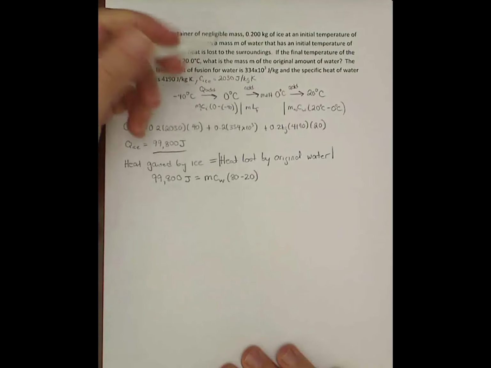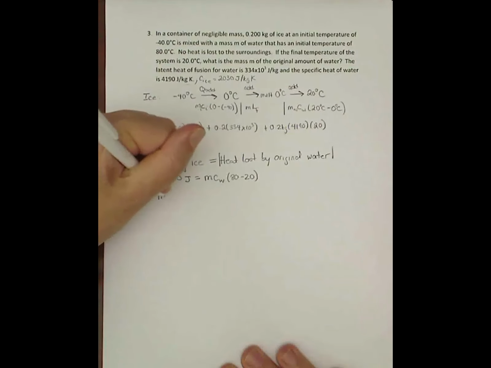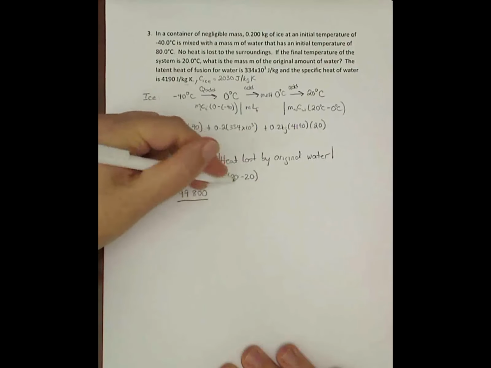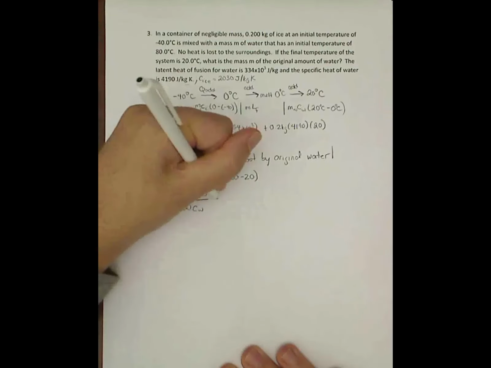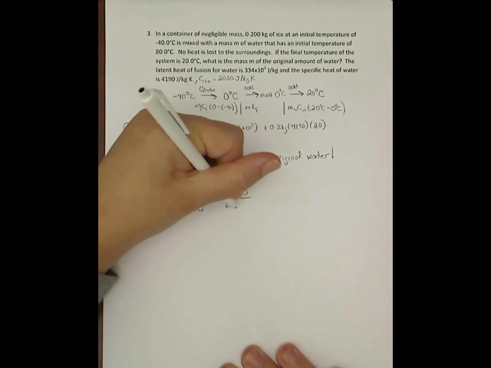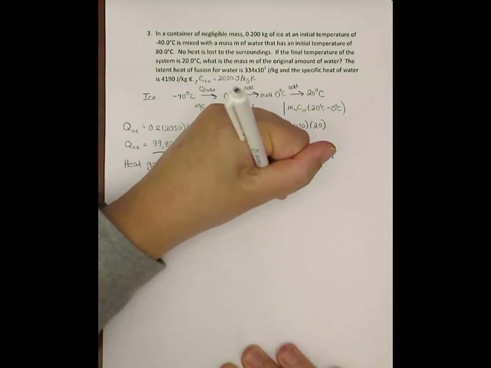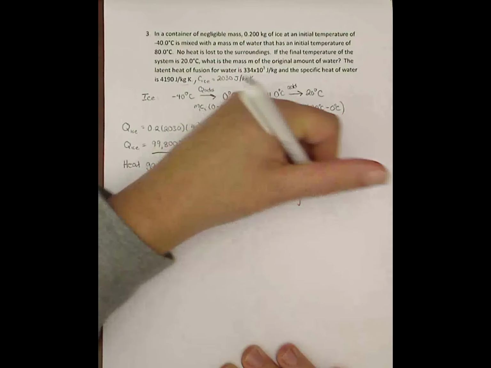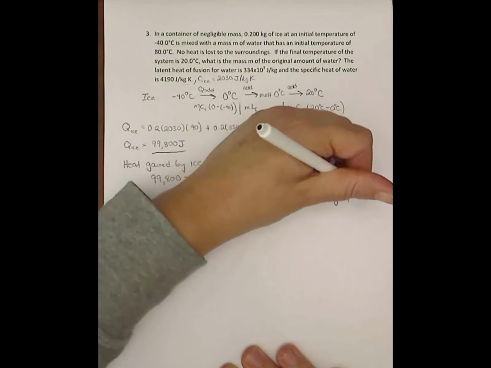So all I need to do is say the mass is equal to 99,800 over 80 minus 20, 60 times the specific heat of water. That's 99,800 over 60 times 4190. And so I started off with 0.397 kilograms. So that's 397 grams of water.